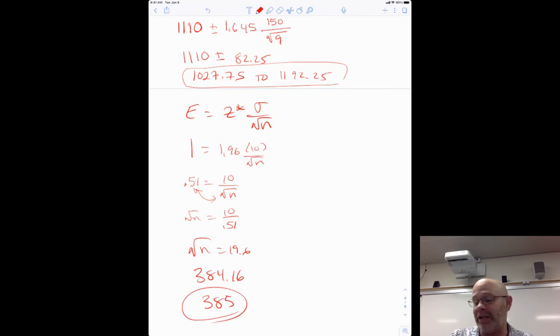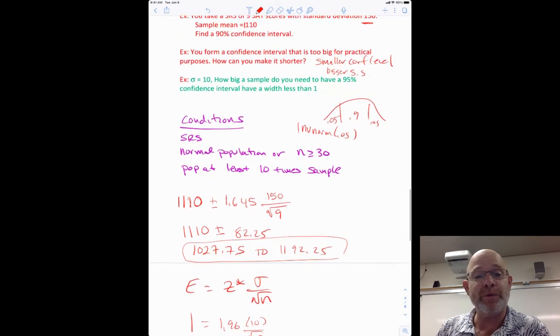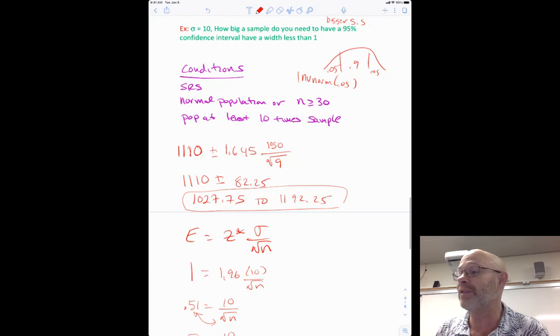Like I said, you're going to see a lot of similarities, a lot of the same sort of stuff we did for proportions. The next section will be the hypothesis test for this, I think. I guess we'll find out soon enough.